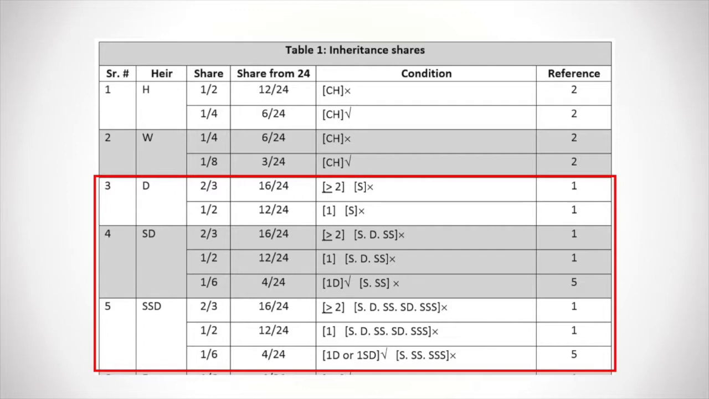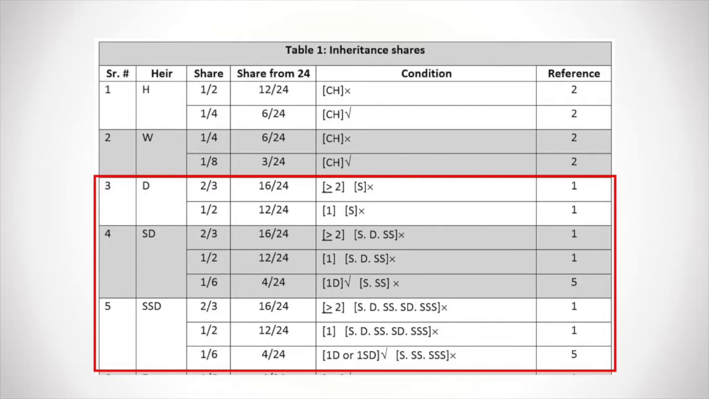Next are the daughters, the son's daughter. For the daughter, if there are 2 or more daughters that are present at the time of death, then the share of the daughters will be 2/3, and it will be split equally among all these daughters. So if there are 4 daughters, they will share among this. If there are 7, they will share among this. If there are 2, they will share among this.